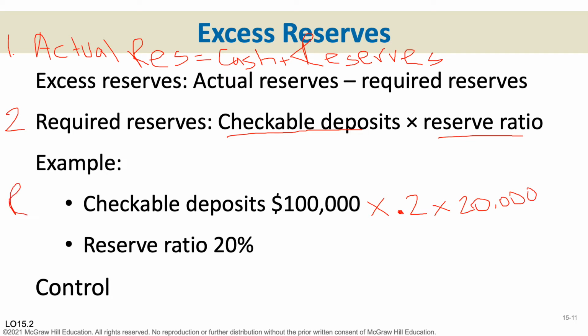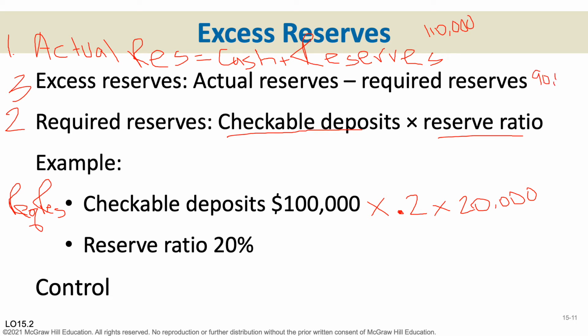We did our calculation of required reserves. Now we've calculated required reserves. Your last step then is to calculate excess reserves. Your excess reserves is actual reserves minus required reserves. Remember, our actual reserves from the prior slide was 110,000. And 110,000 minus 20,000 gives us excess reserves of 90,000.